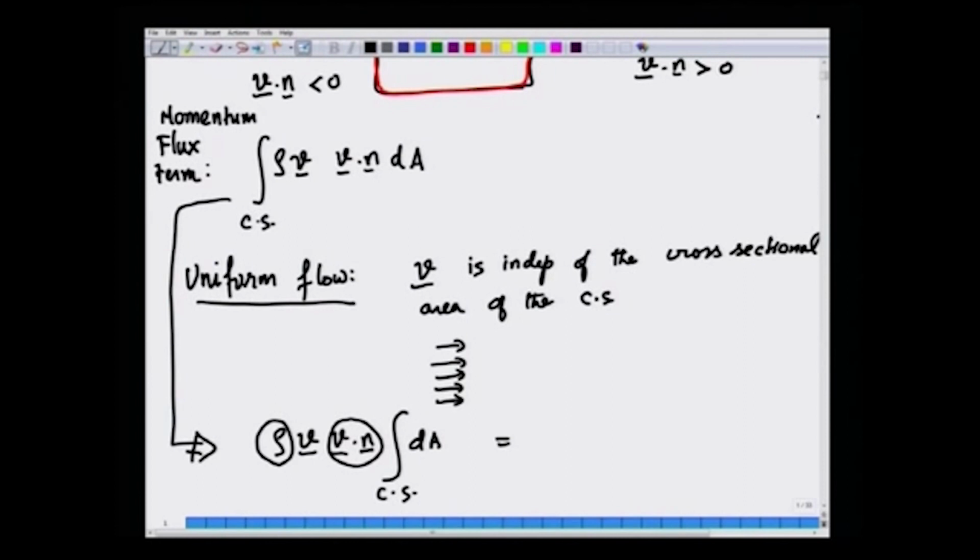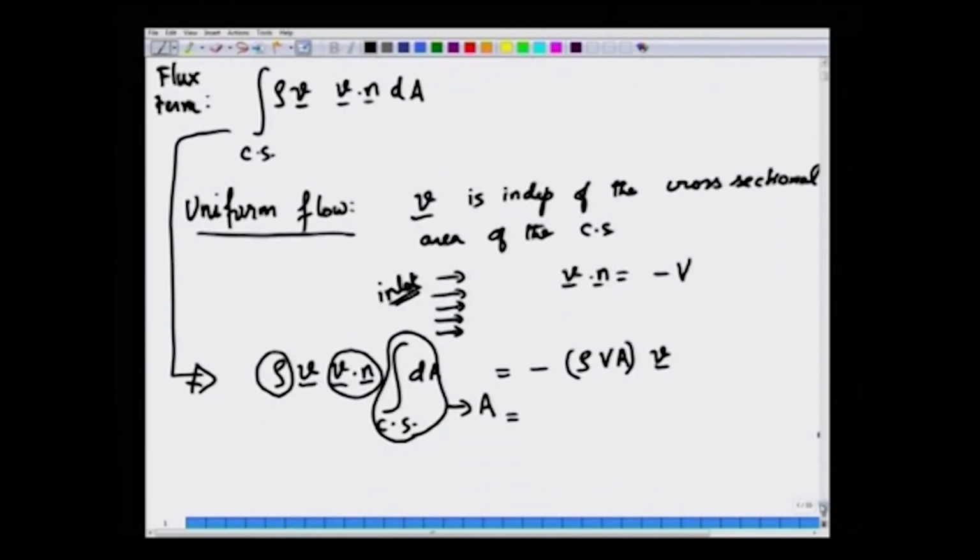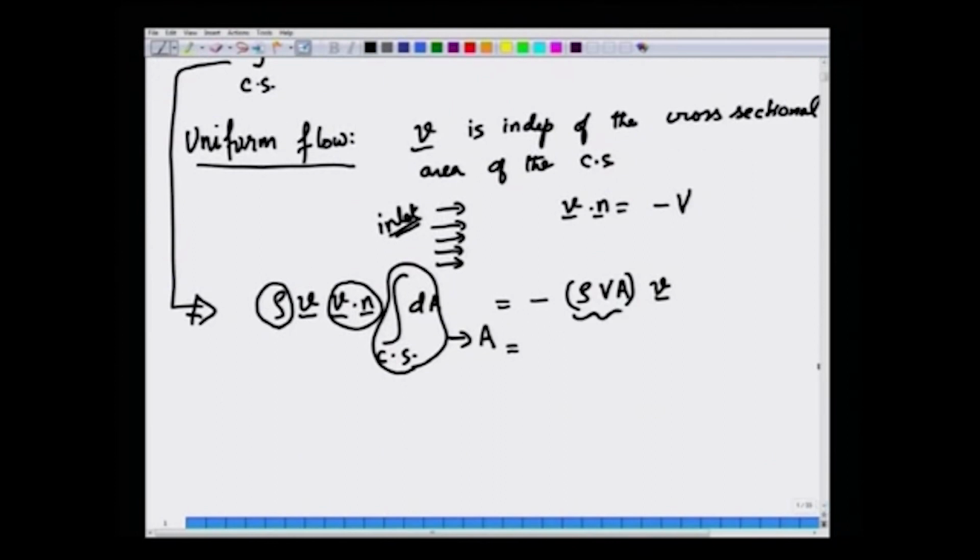This is simply equal to a summation, and the integral over dA is simply A. Let us focus on, let us say, the inlet part of the control surface. So, v dot n is minus, let us say, v. And so, this gives you minus rho v A times the velocity vector. The negative sign is because we are focusing on the inlet. So, this is also equal to rho v A, which is nothing but the mass flow rate m dot, times v, the velocity vector.